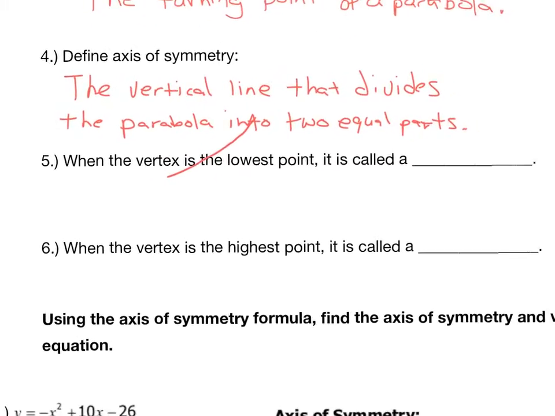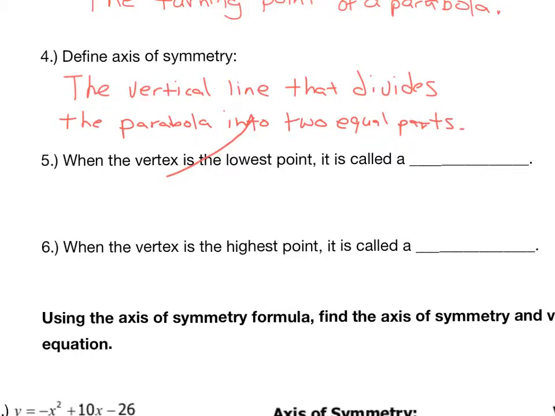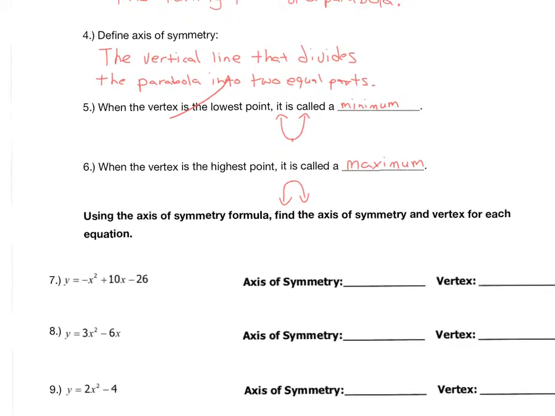We already briefly spoke about number 5. So when the vertex is the lowest point, we call that a minimum. And we will get a vertex that's a minimum when our a is positive. When our a is positive and our parabola is opening up, then your vertex is going to be a minimum. Now, the opposite of that, when the vertex is the highest point, or when a is negative, well, that's the highest point of the parabola, so we would call that a maximum. That's when the vertex is the highest point. So make sure you recognize and know all of these different keywords and definitions.